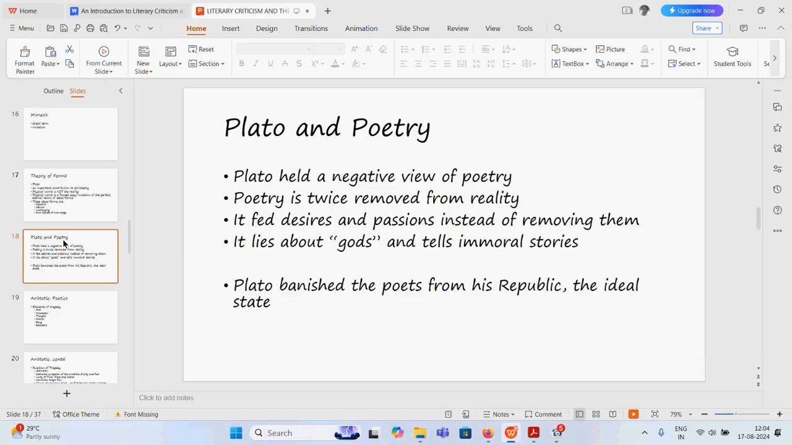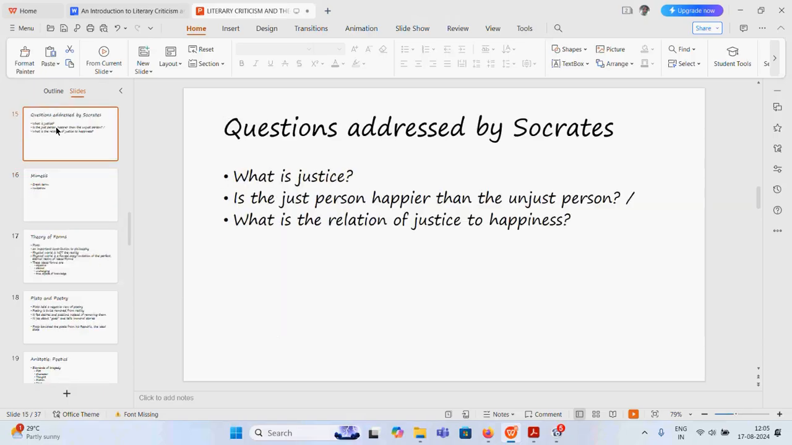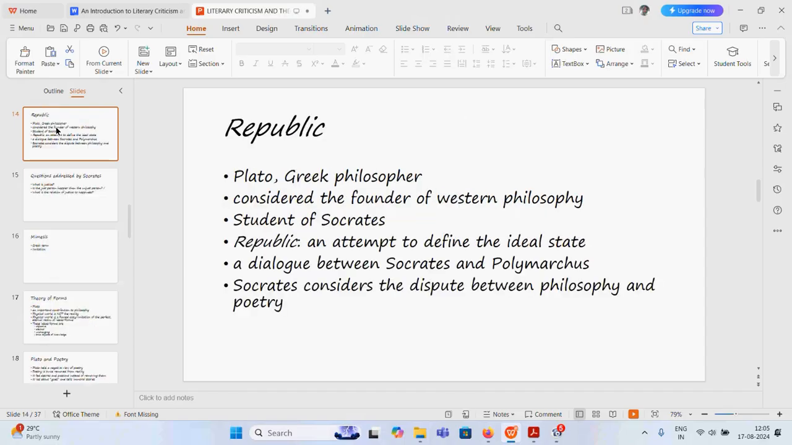If this is clear to you about Plato, poetry, the theory of forms, I will take you slowly backwards. If what we discussed until now about Plato and poetry, about his theory of forms, about the concept of mimesis is clear to you, some background: we also talked about his work Republic. What are the questions raised by Socrates as he is in a dialogue with his different students here? What is the Republic all about?